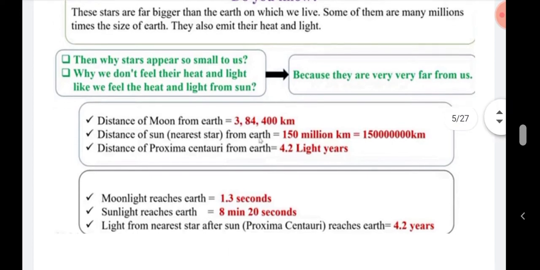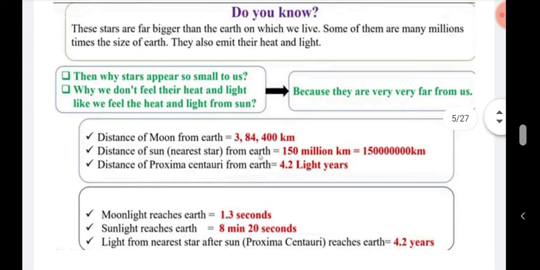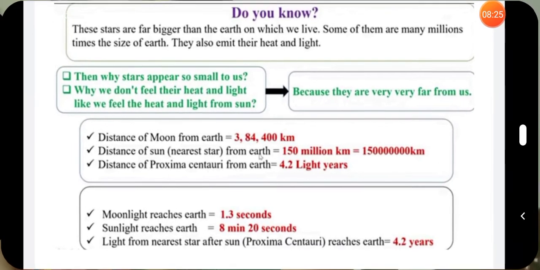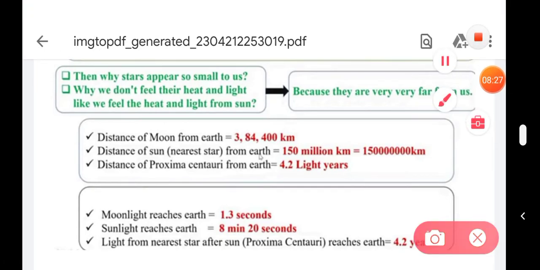So why do stars appear so small to us if they are so big? This is also a question for you. And why don't we feel that heat and light?